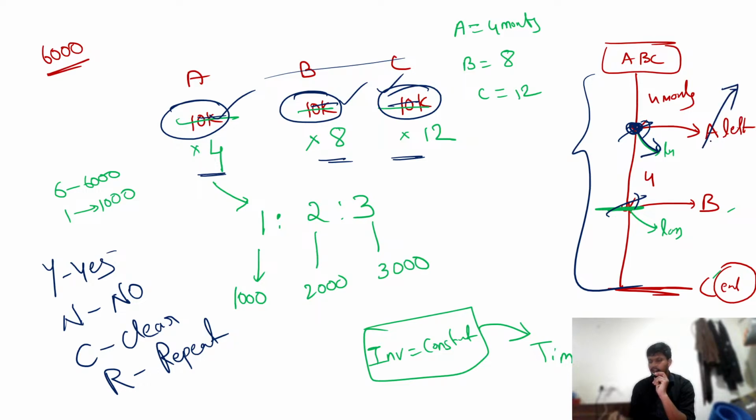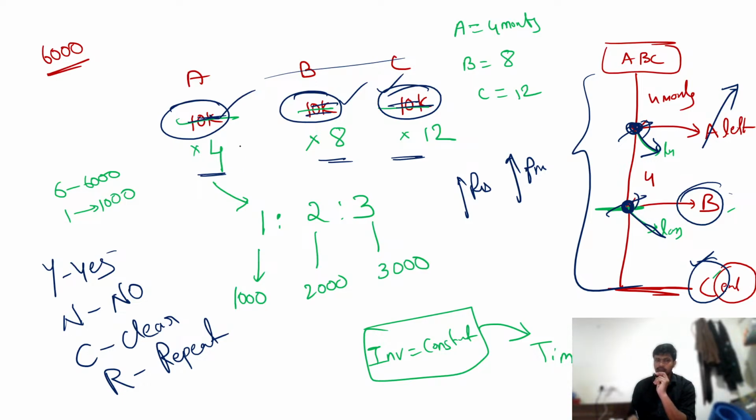A has left already, so only B and C are going to share that loss. If you are getting the loss after 8 months, because B left after 8 months, only C is going to bear the loss. That's why whoever is taking more risk, you have to give him more profit. Whenever your investments are the same, simply divide the profit according to time period.